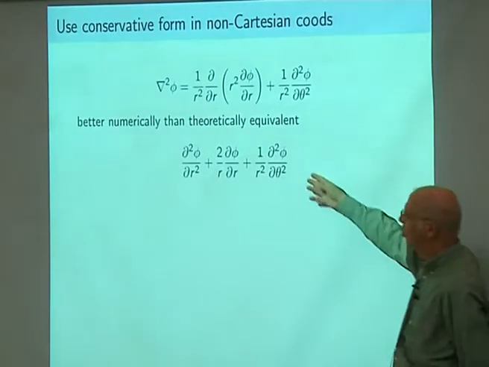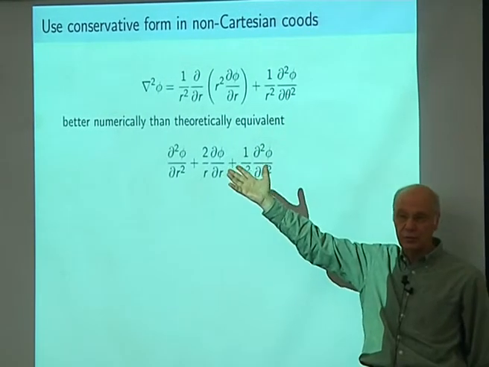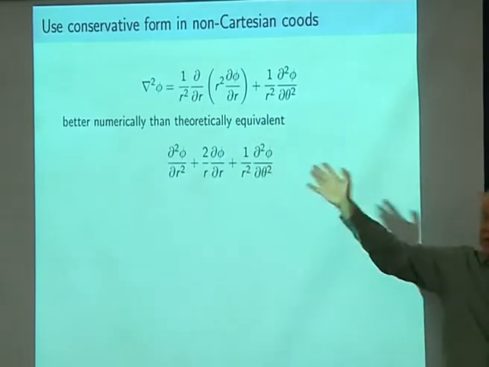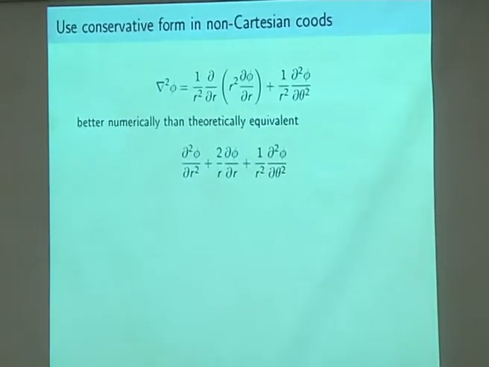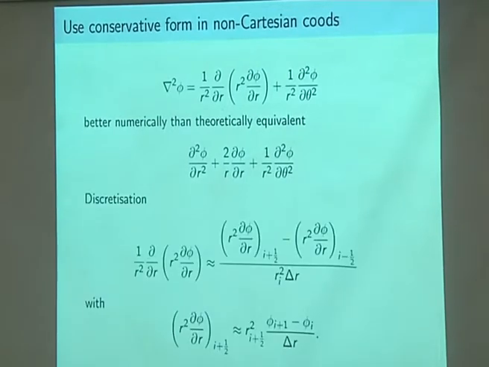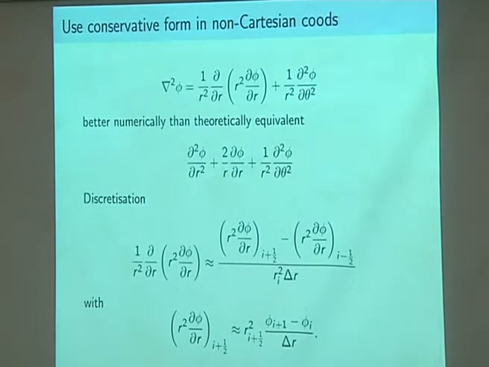Numerically, you should not use the second one. You should use the first one because it's a conservation form. And it's just as easy to code the conservation form as this analytically equivalent, but numerically not equivalent, form. So when you make a discrete version of this, it will be this r squared dphi by dr at a half point forward minus a half point back, divided by the r at the point of interest.